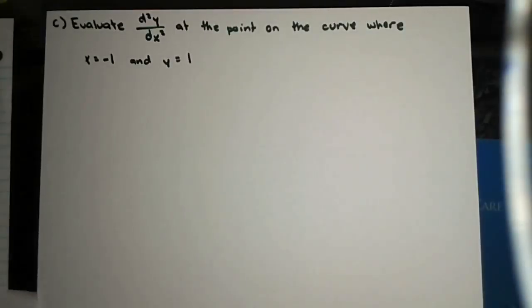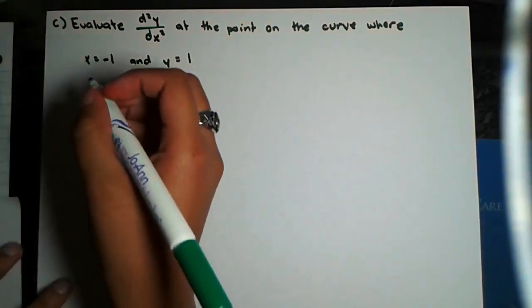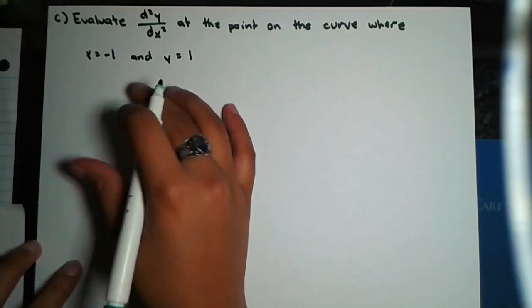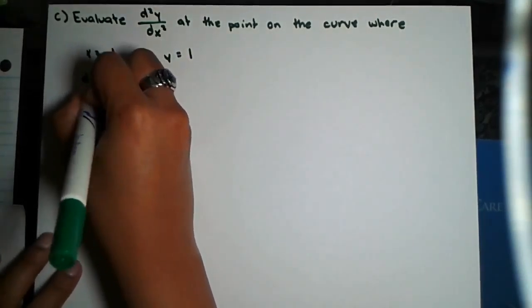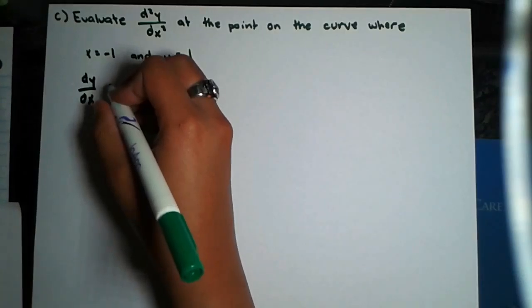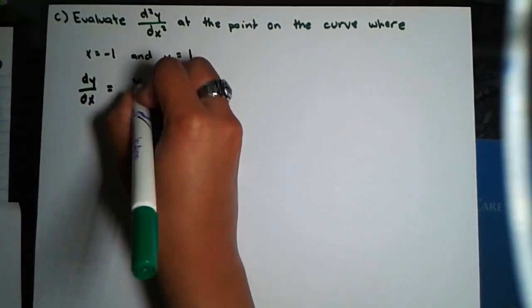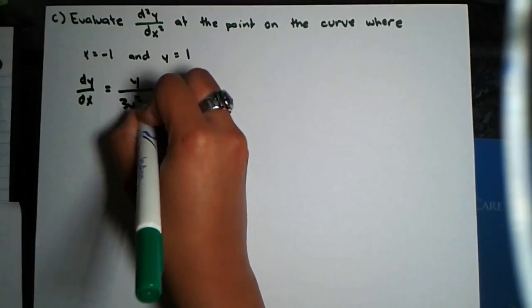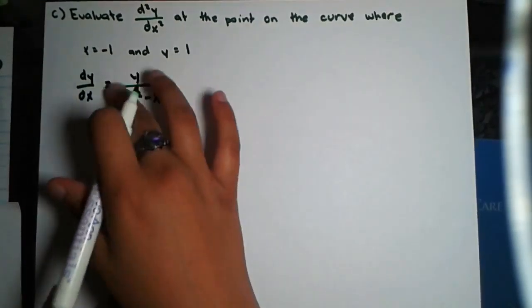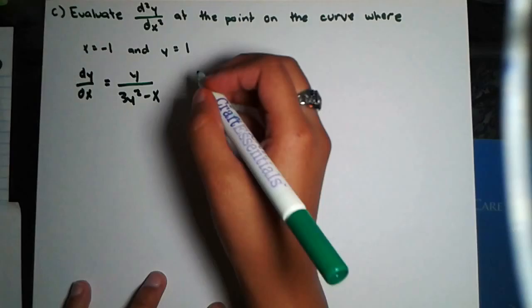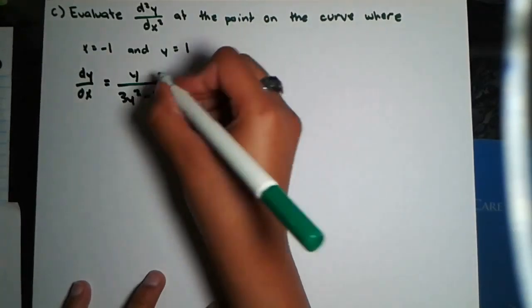And for our last part, part C, it says evaluate the second derivative at the point on the curve where x equals negative 1 and y equals 1. So the first thing you have to do is find the second derivative. Since they already give you the first derivative, it shouldn't be too bad. So our first derivative is dy/dx equals y over 3y squared minus x. So we're deriving this. So we can use the quotient rule.